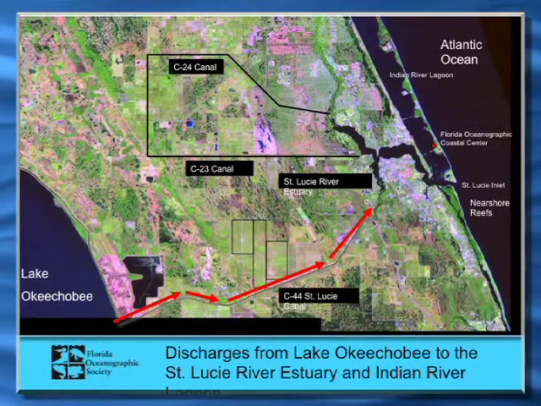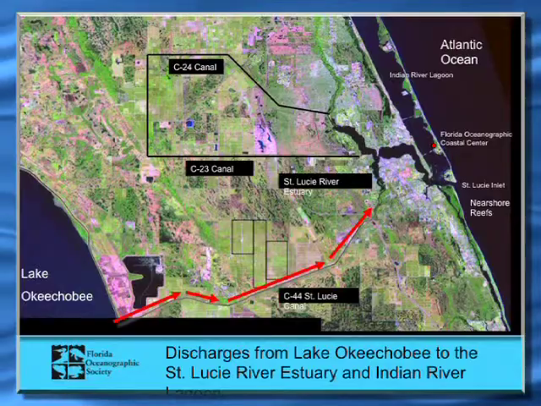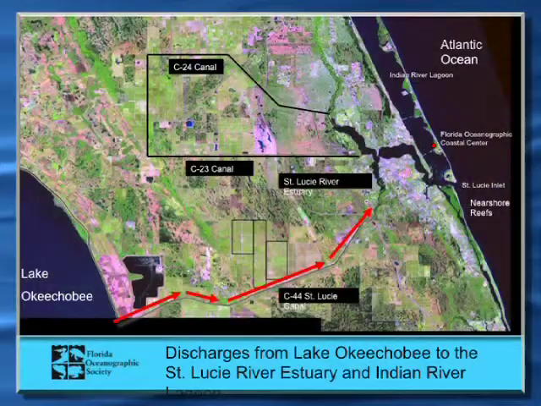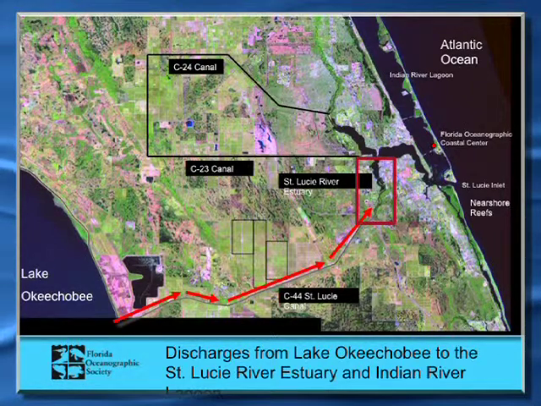But I want to talk in detail a little bit about what it is on our coast. The red arrows there indicate the Saint Lucie Canal, or the C-44 Canal. It was constructed from 1916 to about 1928, and then improved after the dike was built, basically in the 1930s, to capacity so that it would handle these major discharges. And you can see where it enters into the South Fork of the St. Lucie Estuary.